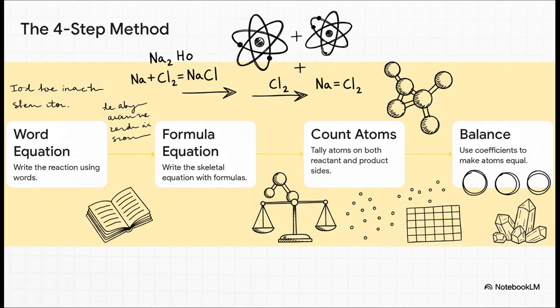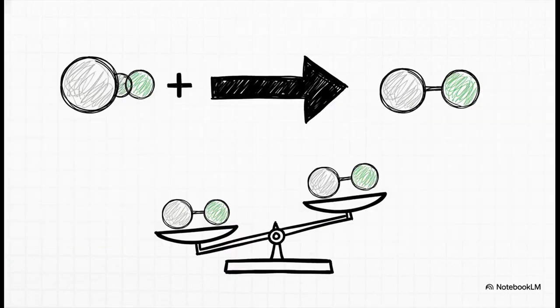Let's try it with a reaction between sodium and chlorine, which makes, you guessed it, sodium chloride, also known as table salt. So here it is, our skeletal equation. We have sodium, or Na, plus chlorine, which likes to hang out in pairs as Cl2, and that makes NaCl.